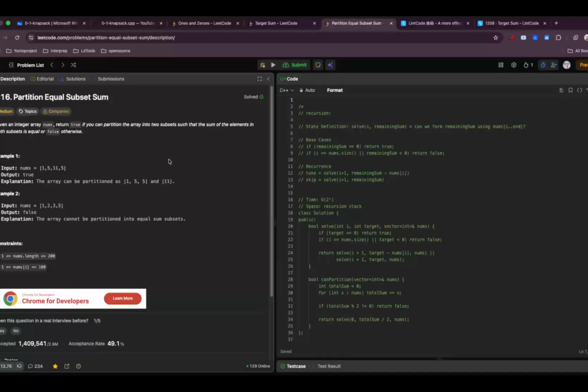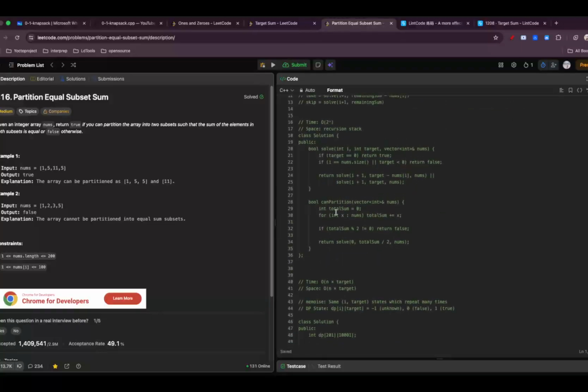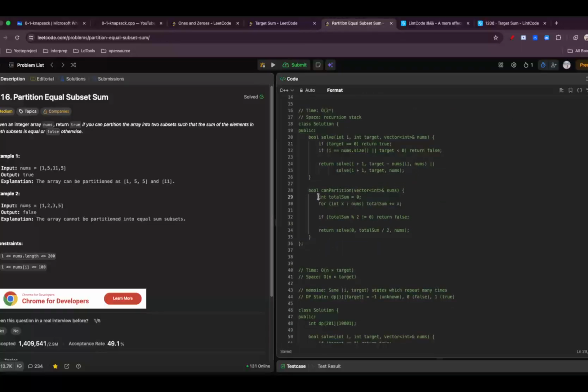So here we need two subsets where the target sum is equal to total sum by 2. So here we take total sum equal to 0 initially, and accumulate the total sum. Then first we check that if total sum modulo 2 is not equal to 0, then we need to return false. Because in that case, we can't even have two subsets whose sums are equal to each other. So that is one of the base cases before going ahead with the recursion. And then we need to call our recursion starting from index 0, our target sum, that is total sum by 2, and the nums array on which we need to calculate.